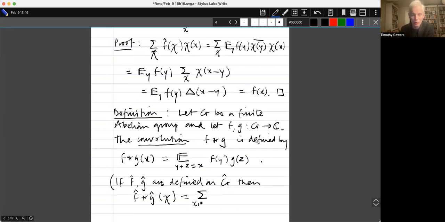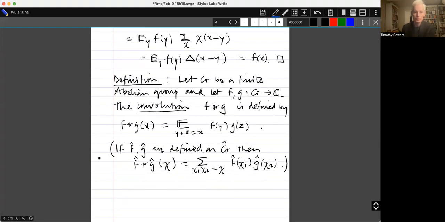I have to say chi1, chi2 equals chi or something like that. F hat chi1, g hat chi2. Now comes the lemma, which, if you've seen a bit of Fourier analysis, you will be knowing what I'm going to say, which is that Fourier transforms take convolutions to pointwise products. So let, well, I've said all that, let G be a finite abelian group up there.